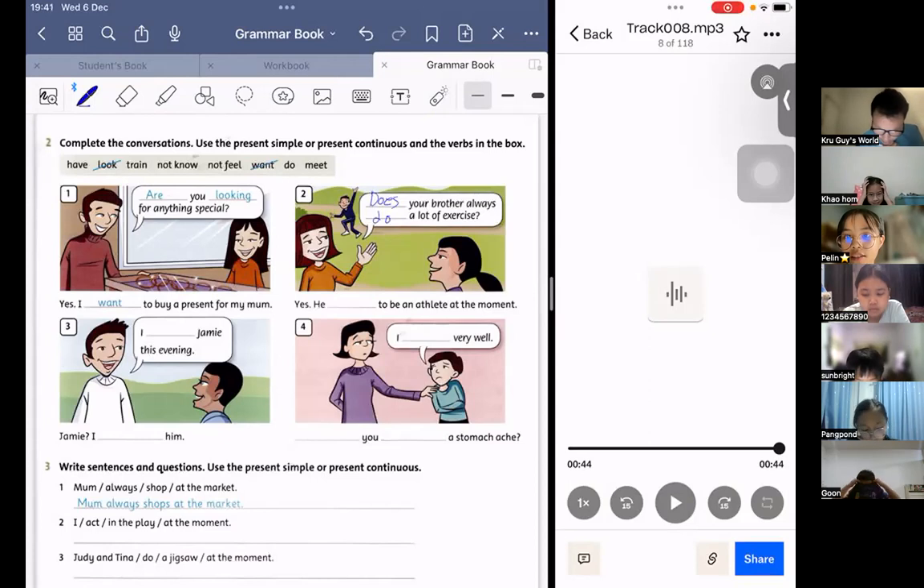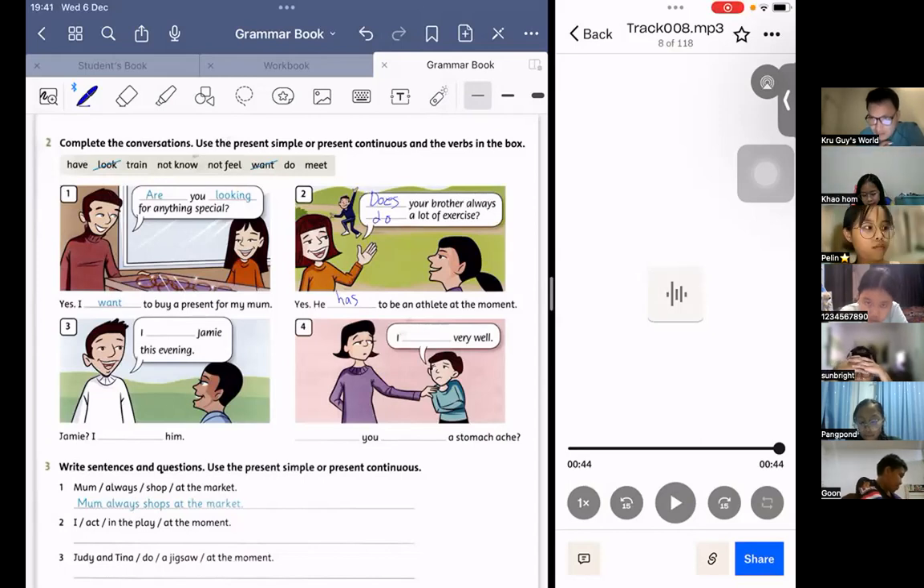What do you think is the best answer? We should say he wants, right? It's the correct one, right? Can you say he has to be? Yeah. Okay, can you read it for me, please? Yes, he has to be an... at least. At the moment. Okay, at least, it means the sport player. Number three. Perrin, look at number three.